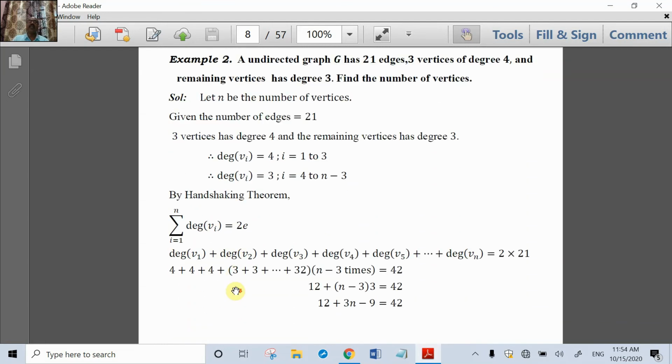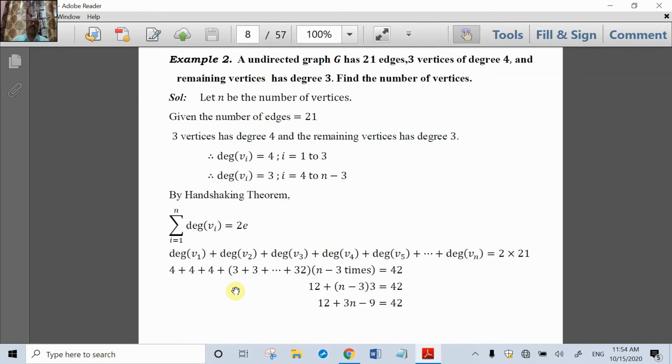Now similarly, see this problem. An undirected graph G has 21 edges, 3 vertices of degree 4 and the remaining vertices have degree 3. Find the number of vertices. Let n be the number of vertices. Given the number of edges equals 21, 3 have degree 4 and the remaining vertices have degree 3. Therefore, degree of Vi equals 4 for i equal to 1 to 3. Degree of Vi equals 3 for i equal to 4 to n, because the remaining have degree 3.